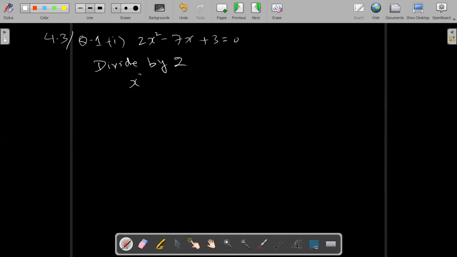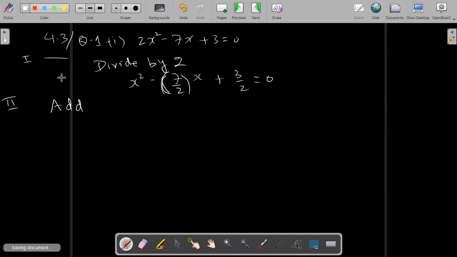So this will become x square, 2 cancels, and 7 by 2 x, plus 3 by 2 is equal to 0. Now whatever number you are getting here, make it half of it, square it, and add and subtract. You can say this is the first step, and the second step is add and subtract.